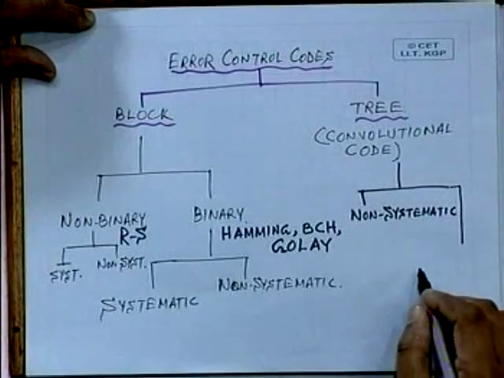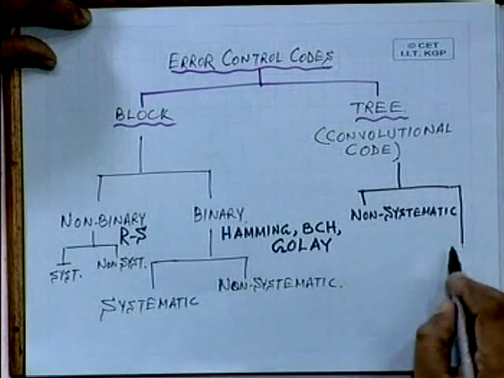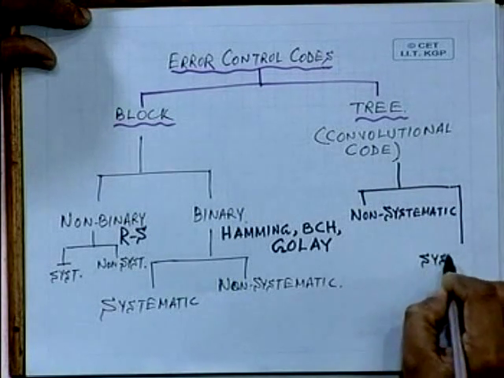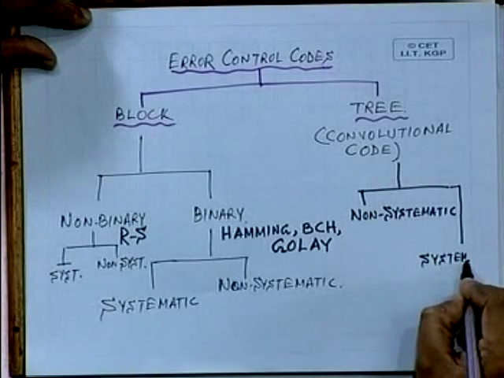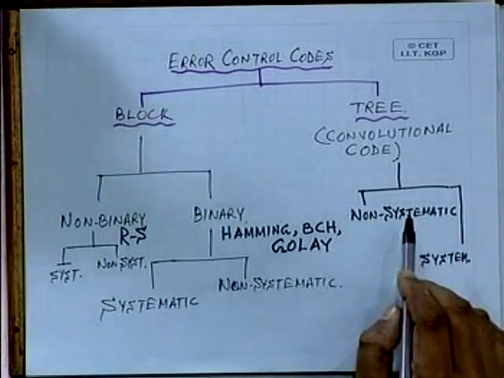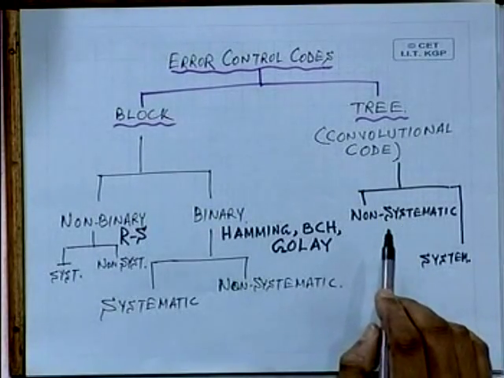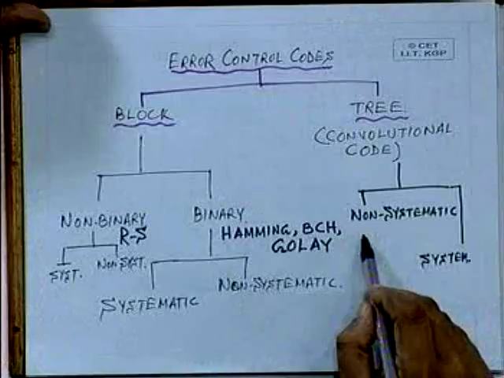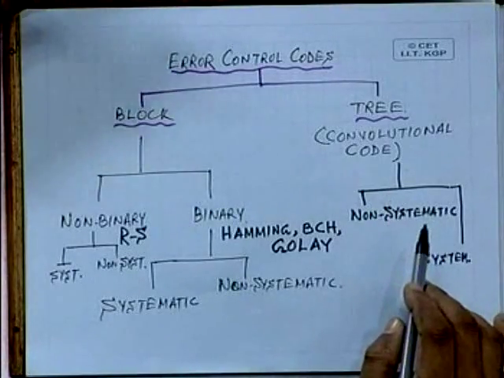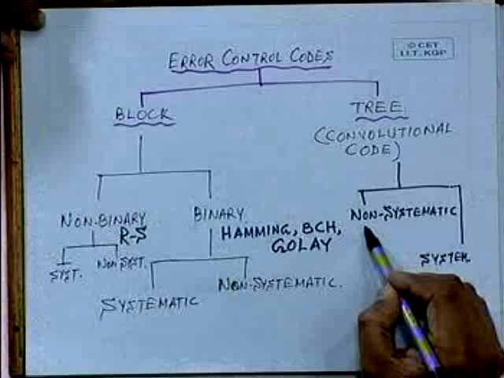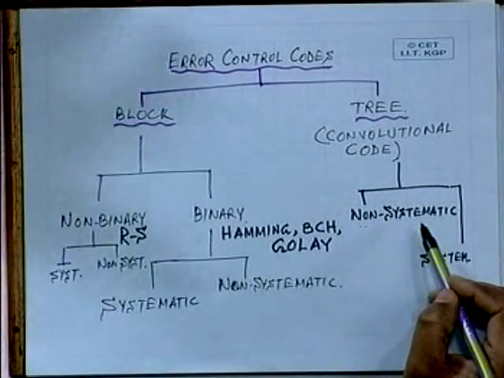Under the tree code, as I said, there may be systematic codes as well. Now, last time we were talking about the Viterbi algorithm. There are many popular non-systematic binary convolutional codes which have been used extensively, and which are still in use in many wireless communication systems, like satellite communication systems and mobile systems.